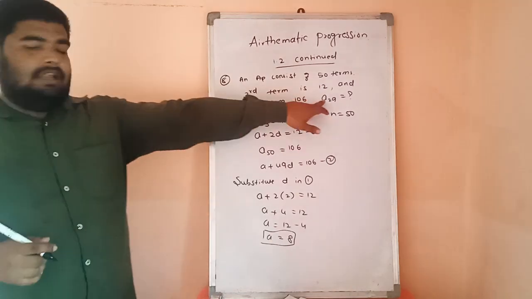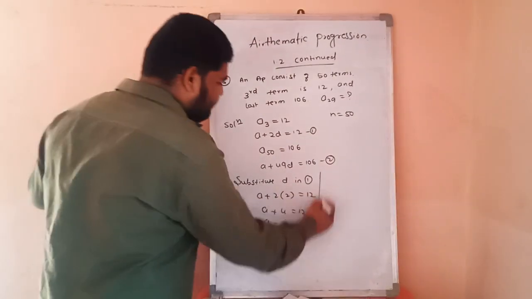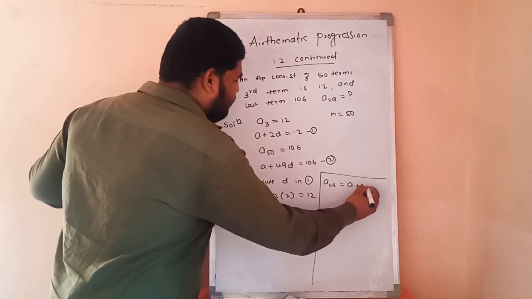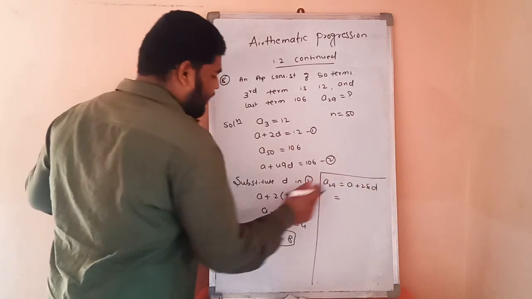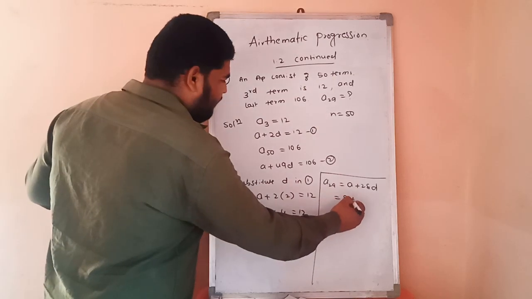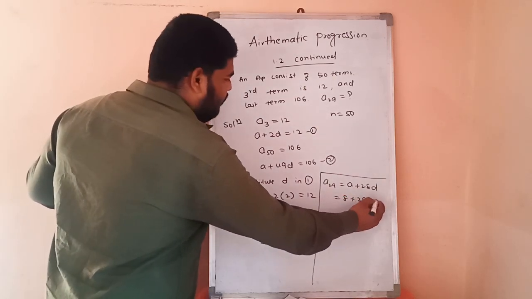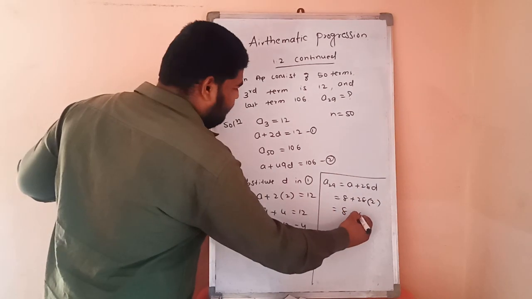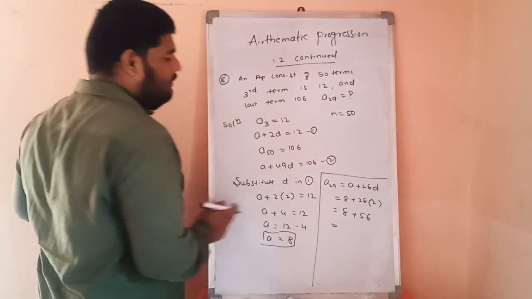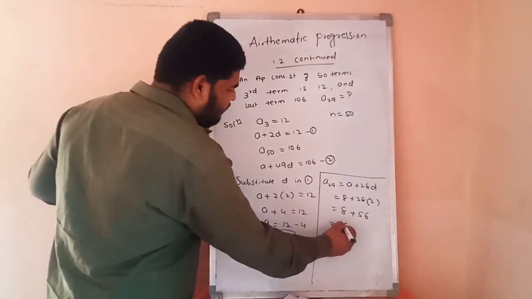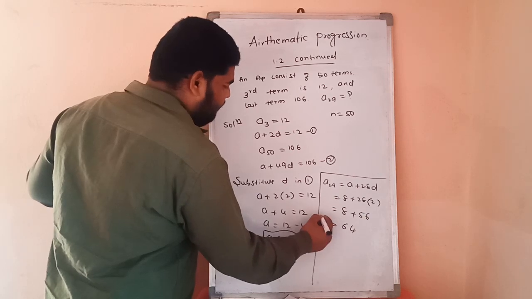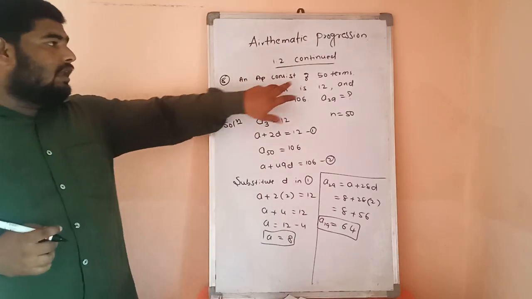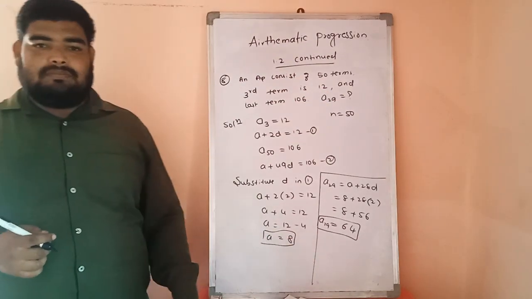Now find A29. A29 is nothing but what? A29 is equal to a plus 28d. So a is 8 plus 28 into d, which is 2. So 8 plus 28 twos are 56. So 56 plus 8 is 64. So A29 is equal to 64. Okay? Whatever we asked, we got now.